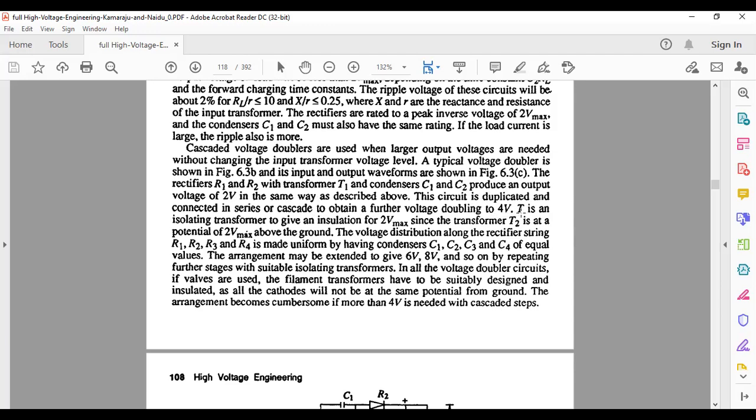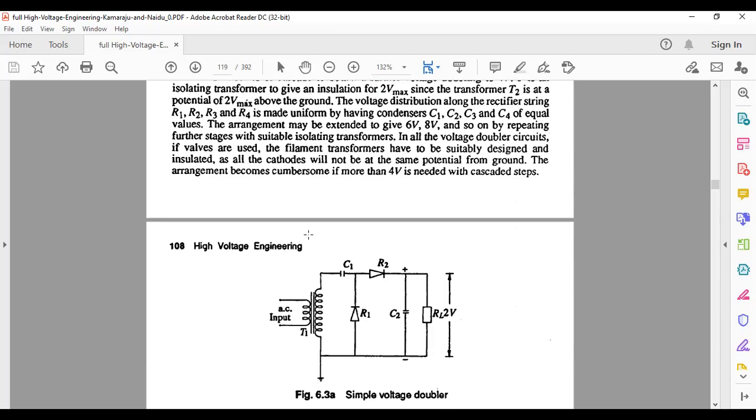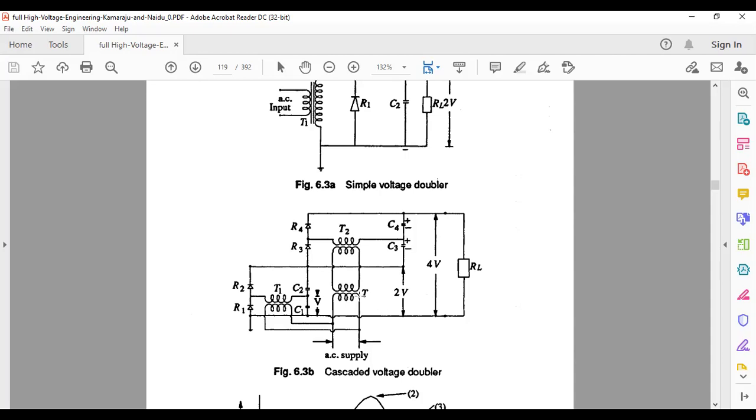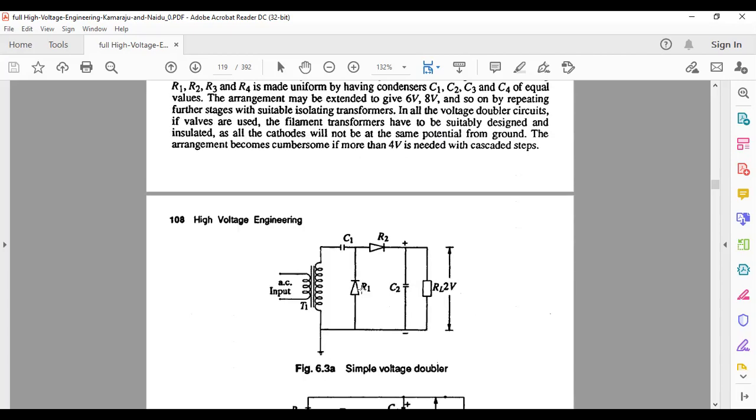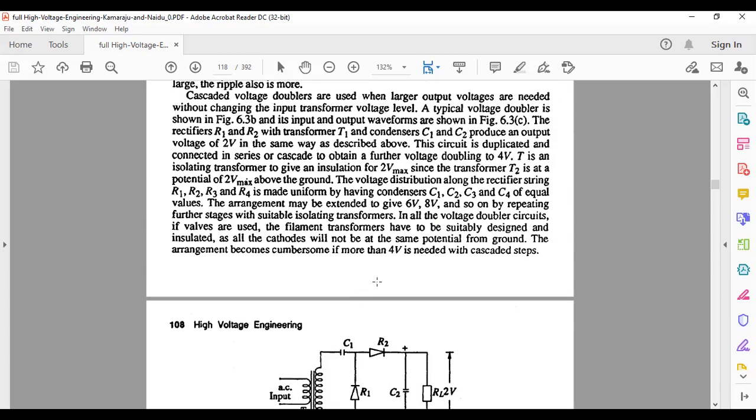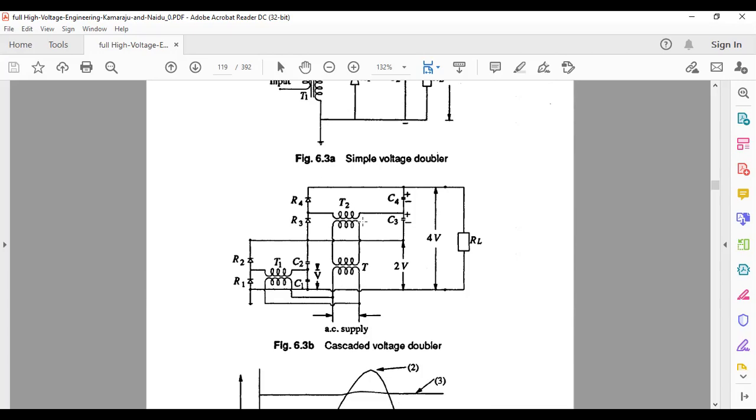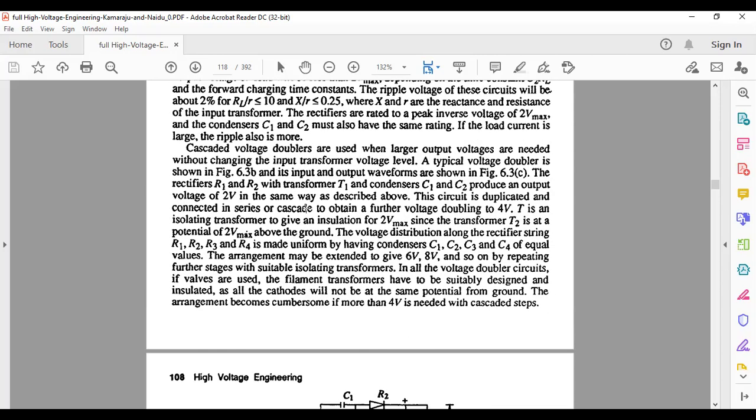So let us say here T is an isolating transformer. That is the main transformer, T, an isolating transformer. Isolating transformer means a 1:1 transformer, not a step up or step down transformer, right? I said that T is an isolating transformer to give the insulation for 2V max, since the transformer T2 is at a potential of 2V max above the ground. So at this point we have 2V max.